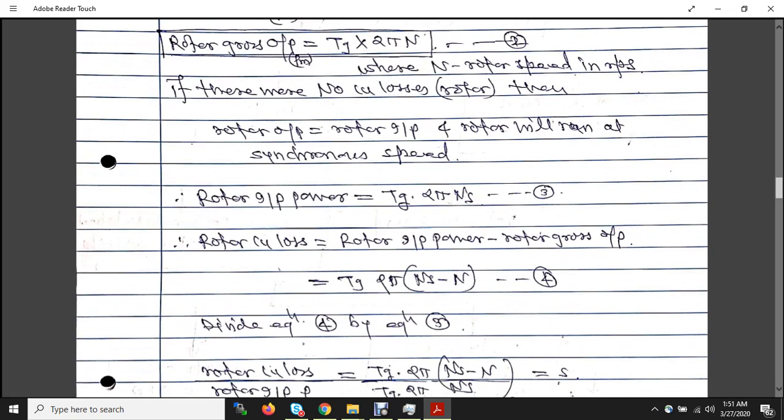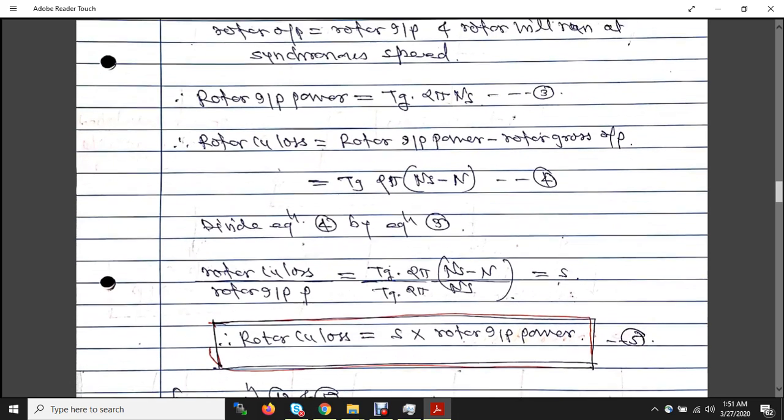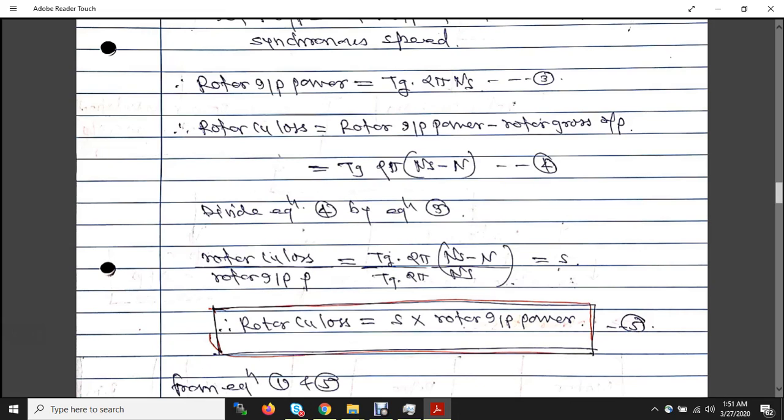So we will get rotor CU loss equal to rotor input power minus rotor gross output. So Tg into 2 pi into bracket ns minus n. This is say equation 4. Now let us divide equation 4 by equation 3. So what will be the left hand side? Rotor CU loss upon rotor input power equal to Tg into 2 pi into ns minus n, divided by Tg into 2 pi into ns. So Tg cancels, 2 pi cancels, and this is nothing but the slip. Therefore, rotor CU loss equal to S into rotor input.